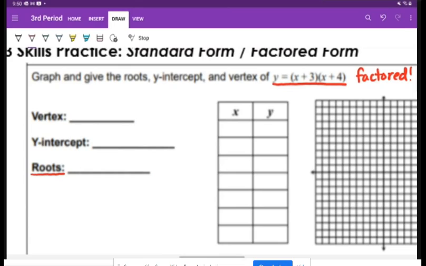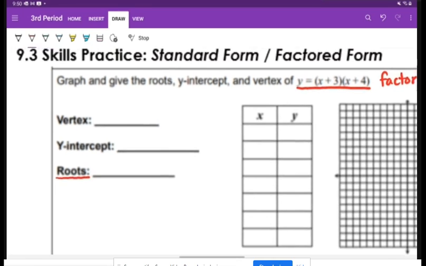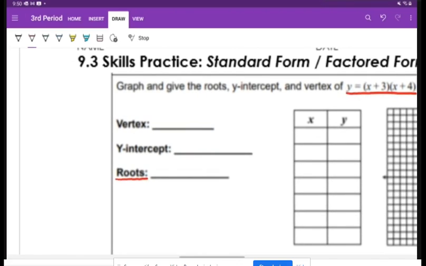Right. So in example 1, we start off with a factored quadratic. When it's in factored form, it's really easy to identify our roots. So I'm just going to do that quickly on the left margin of the page. To find our roots, we start off by setting our equation equal to 0. So we have x plus 3 times x plus 4 equals 0.